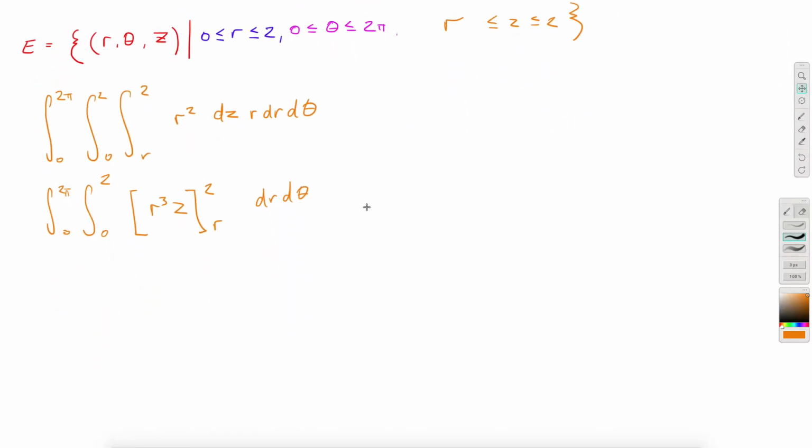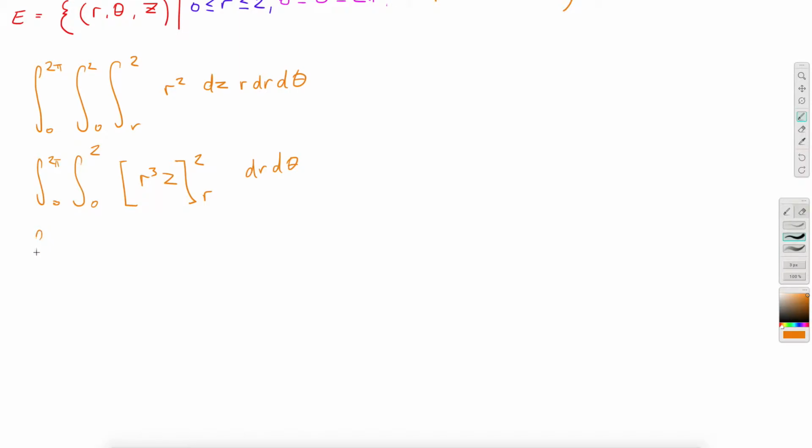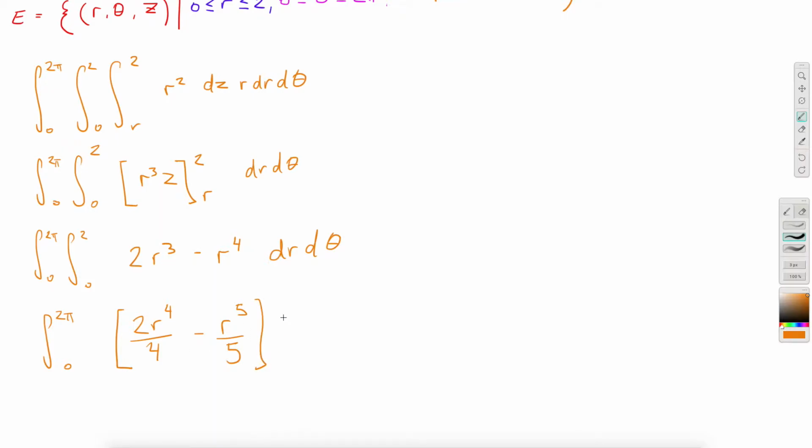And having done that, you're now going to get the integral from 0 to 2 pi, 0 to 2. You're going to sub into the z, so you're going to get 2r cubed minus r to the fourth, dr d theta. Now you're going to integrate with regards to r, so 2 pi to 0, 2r to the 4 on 4 minus r to the 5 on 5, between 2 and 0, d theta.